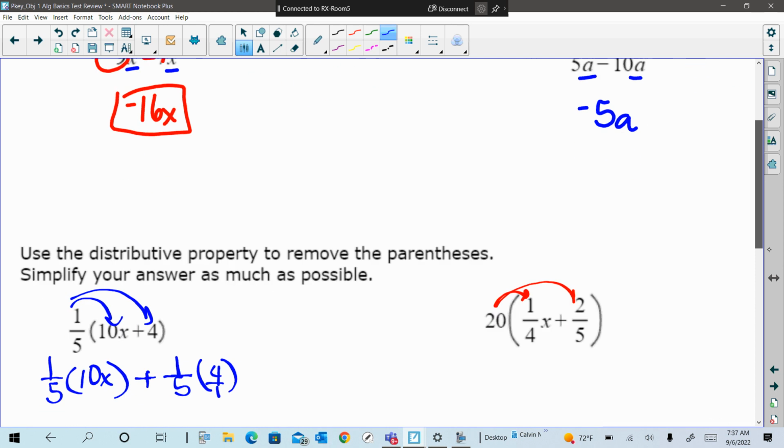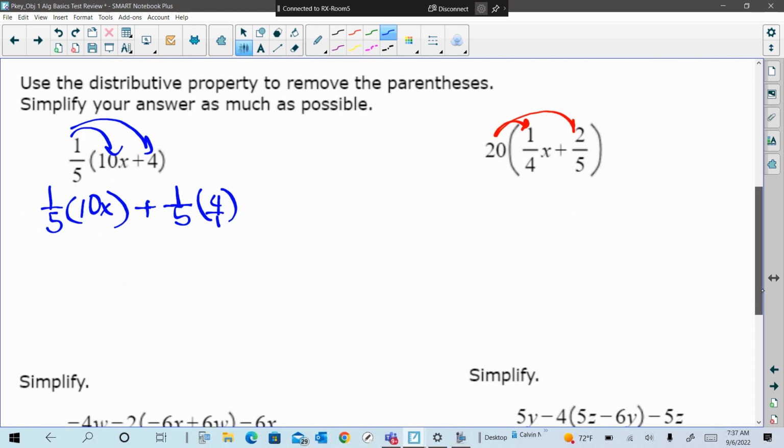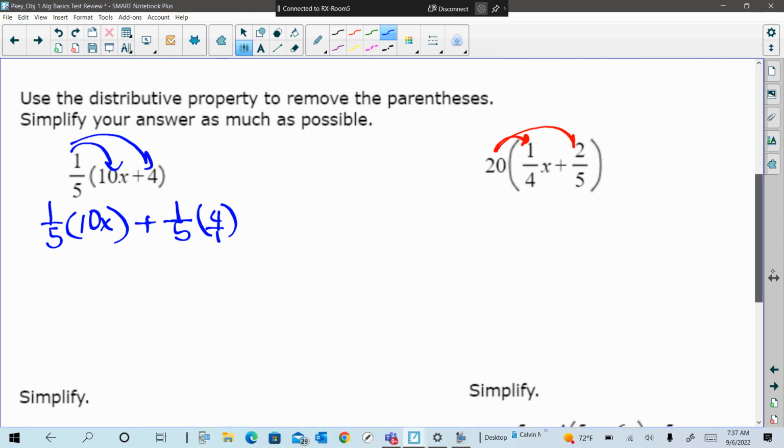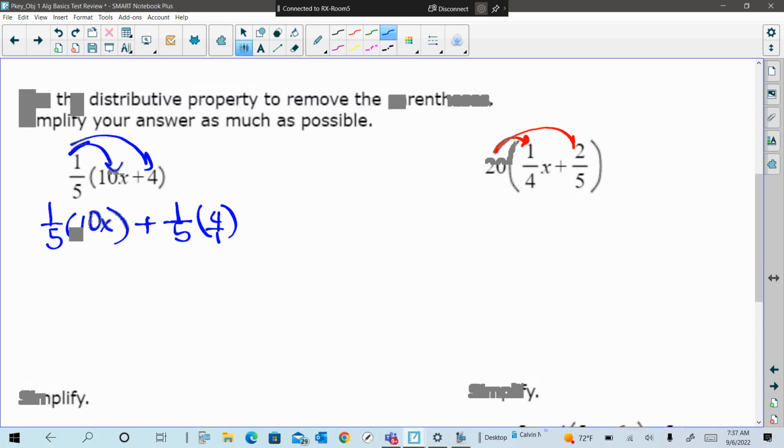Now, if you have to use the distributive property, let me scroll up. This is right here. I kind of just drew these arrows to model what happens: distributive property, multiply the outside number to everything inside of a grouping. So 1/5 times 10x, and then 1/5 times 4. A fifth of 10 is just going to get simplified to 2x.